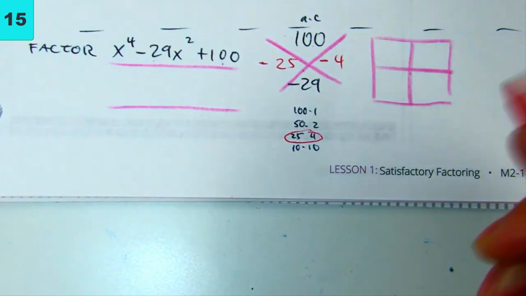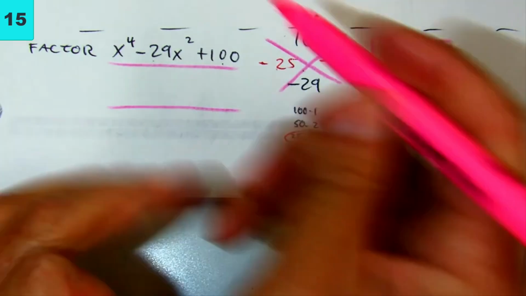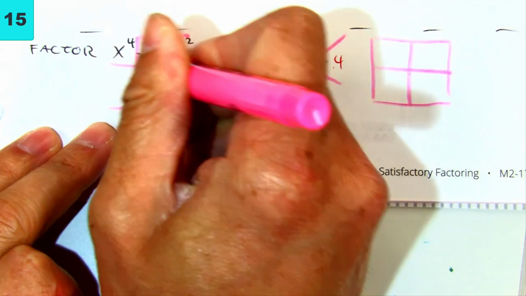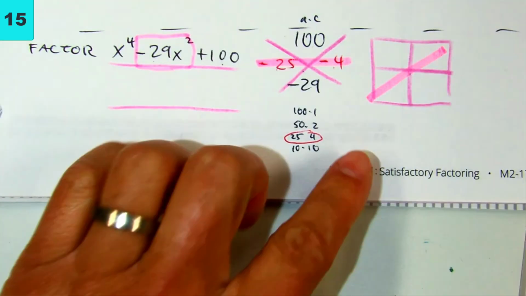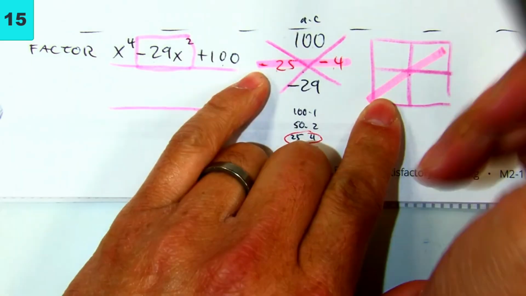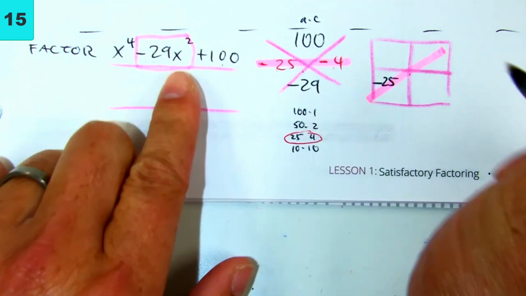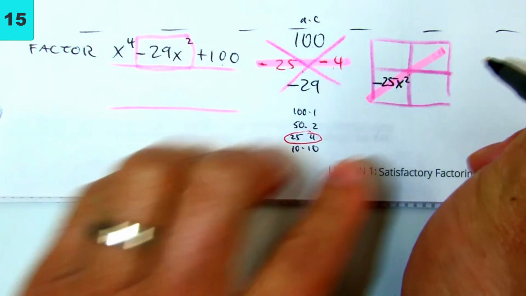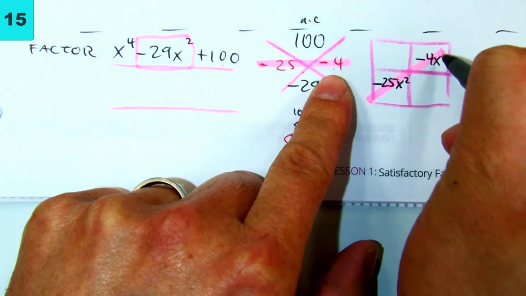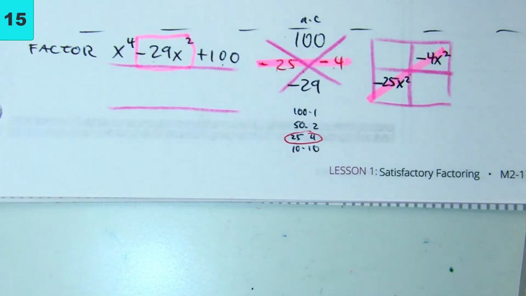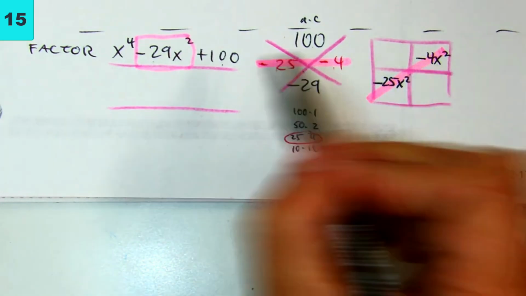Okay. Now I'm going to use these red ones. So let's highlight it. We're basically splitting the middle term here, and that goes here. So class, what am I going to write in here? Negative 25x squared. And this one's going to be what? Negative 4x squared. Because those two add, negative 25 minus 4 gives you negative 29x squared.